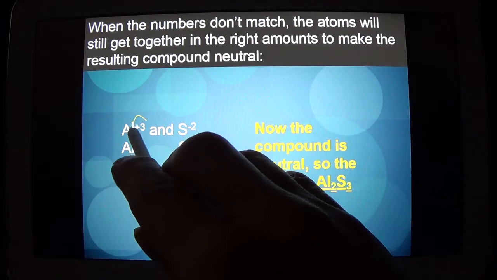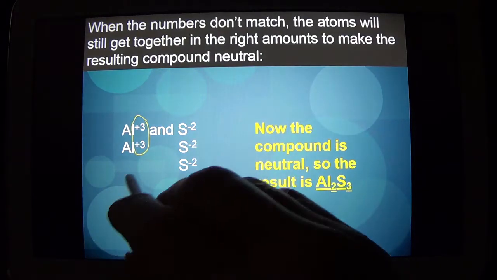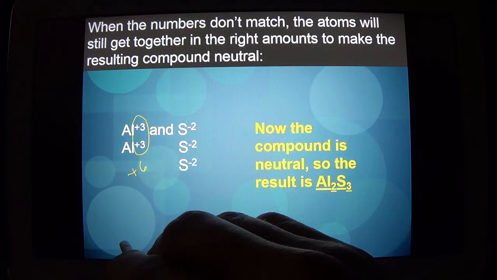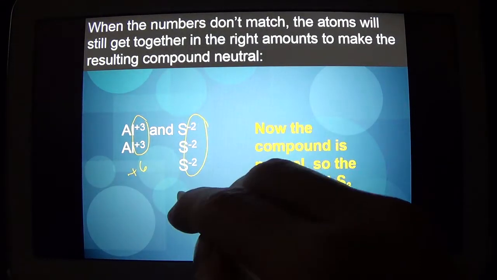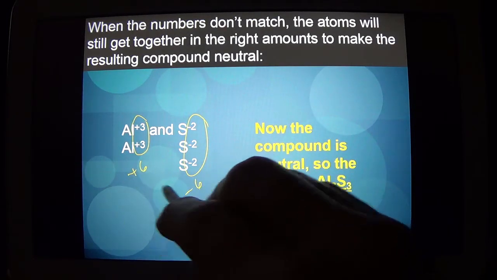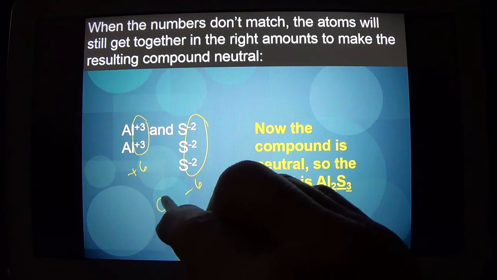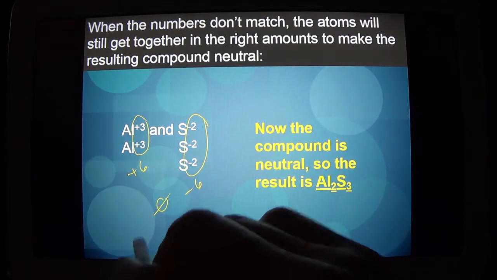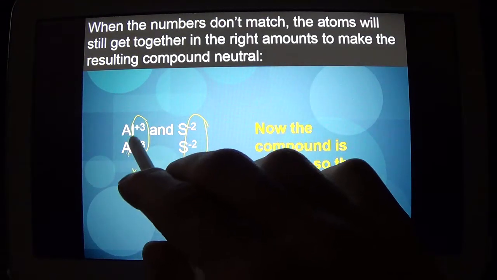And now I see in total, I have a positive 6 charge on aluminum. In total, I have a negative 6 charge on sulfur, and that's going to neutralize the compound, make its total charge 0, which is what we want. How many aluminums did it take to get there?